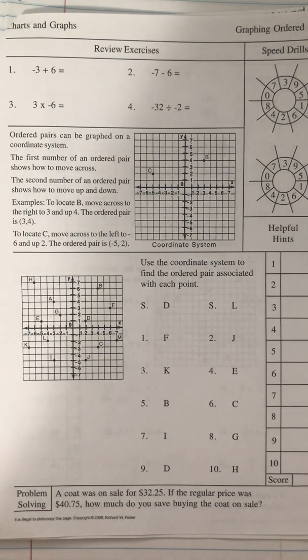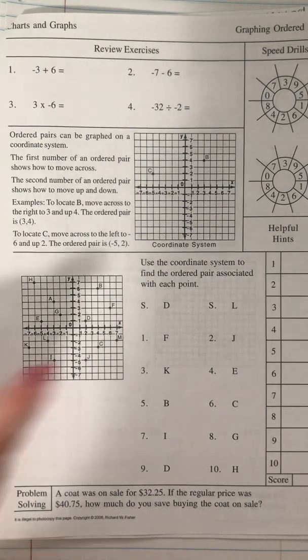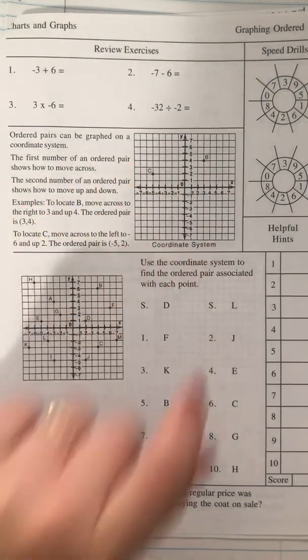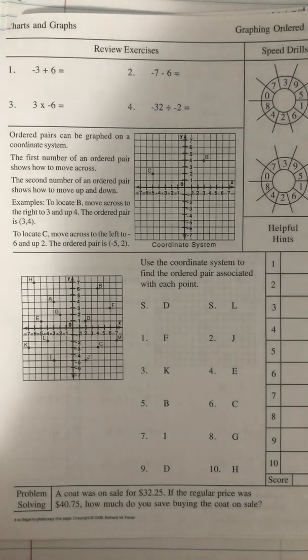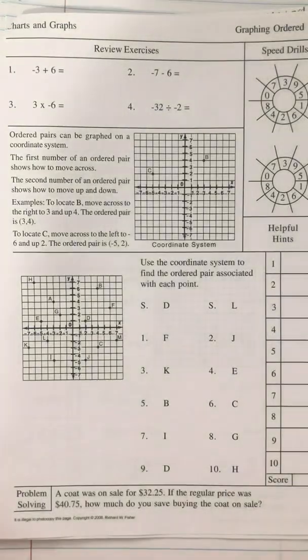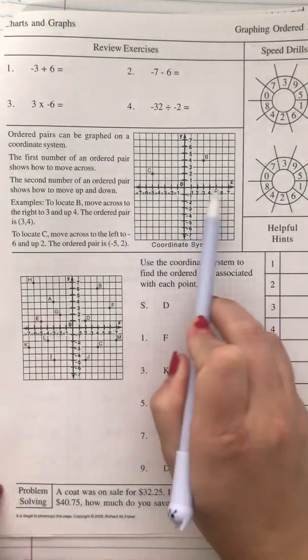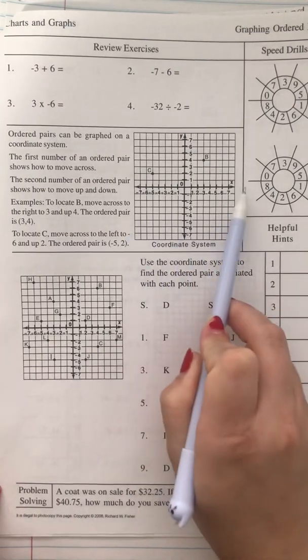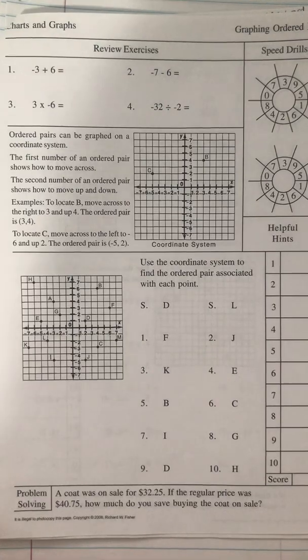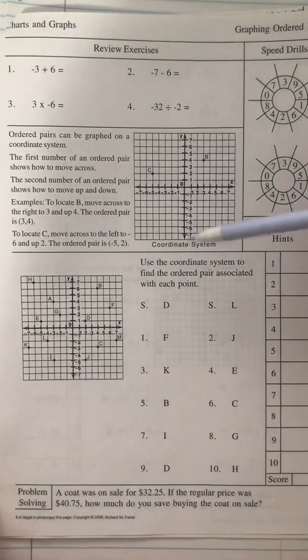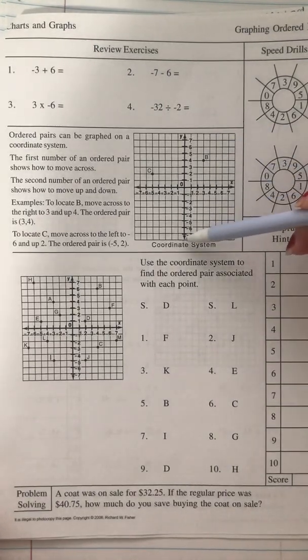It says ordered pairs can be graphed on a coordinate system, which, as I said, is this graph right here. The first number of an ordered pair shows how to move across. So that means going this way, going horizontally. The second number of an ordered pair shows how to move up and down the graph.